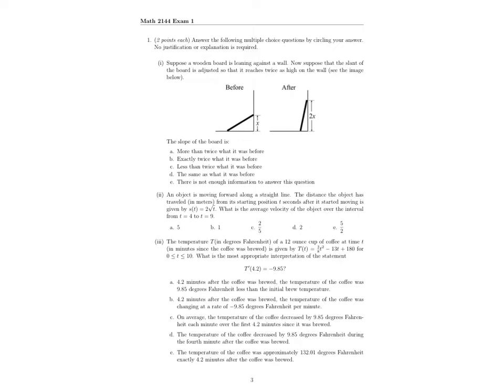So one thing we're going to assume here is that the board is some fixed width, right? And so in other words, when I increase the height of the board, this bottom distance is decreasing. So we can kind of see that in the picture. So in other words, if slope is equal to the rise over the run, we can see that the rise is doubling, and we can see that the run is getting smaller, right?